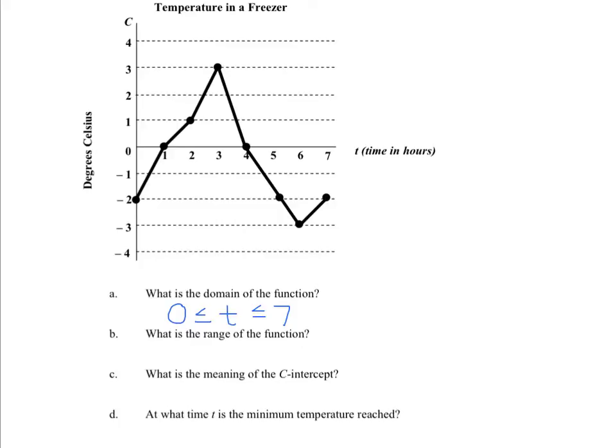Next, what is the range of the function? Range is our y's, so we have to find our smallest y, which is right here at -3, and our largest y, which is at 3. So our range is going to be from -3 to 3. And because we're dealing with c, -3 is going to be less than or equal to c, which is less than or equal to 3, because it does include those 2 points.